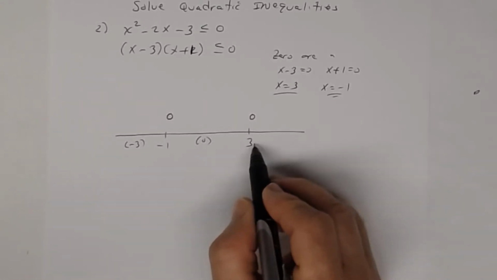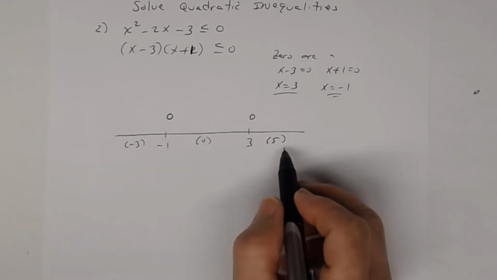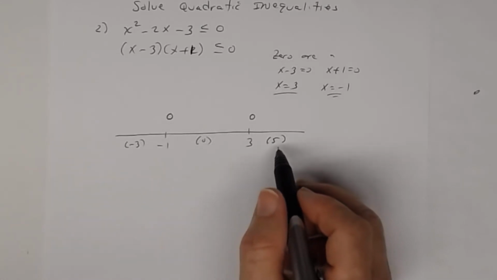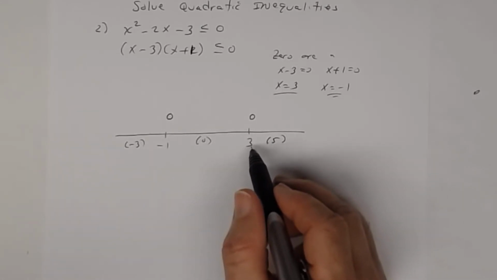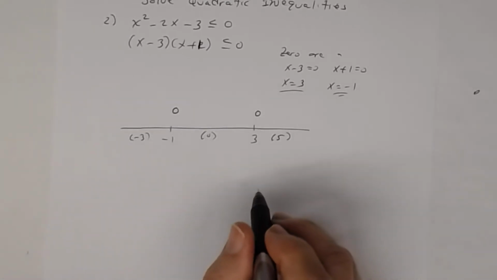Give me a number between 3 and infinity. If you want to say 5, that's fine. Or 4, or 8. Any real number between 3 and infinity. Okay, so that's where I'm at.